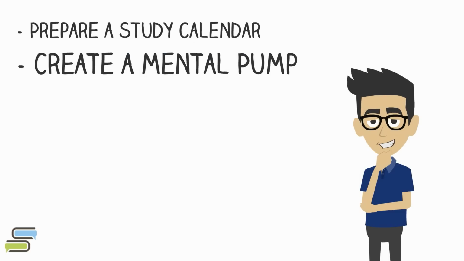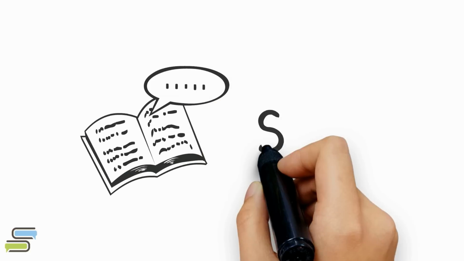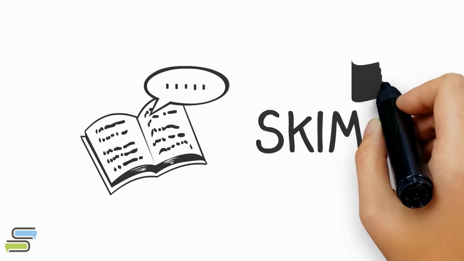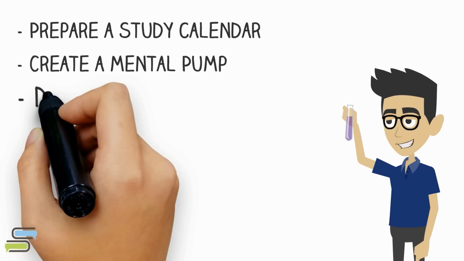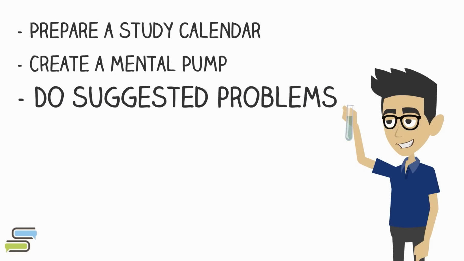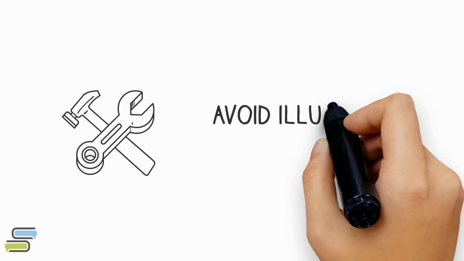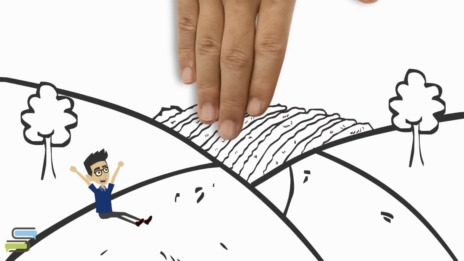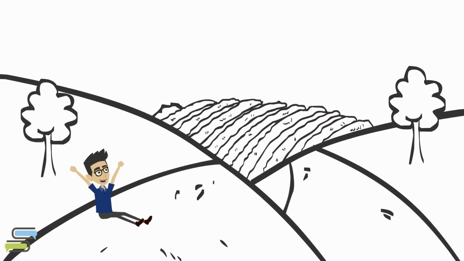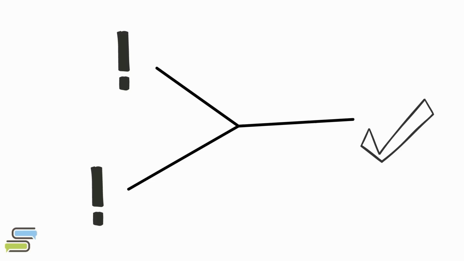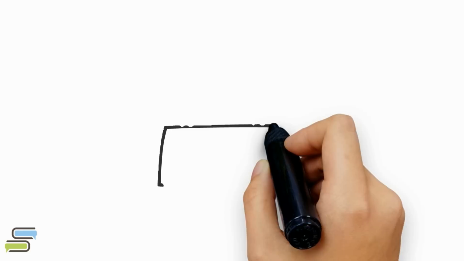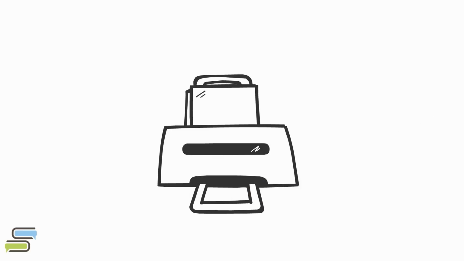Next, create a mental pump. Before studying a chapter, skim through it to get the big picture or where it is trying to get at. Then, do some exercises. It will help you find out how and why theories work and avoid the illusion of understanding. In addition, work out suggested exercises with different solving techniques to prevent mimicking previous problems.